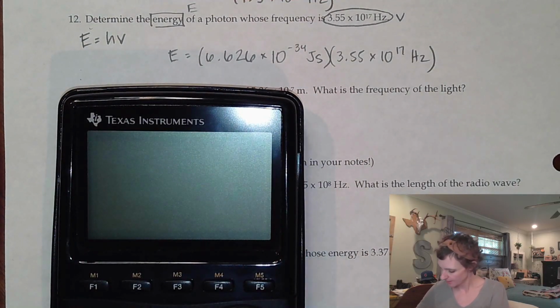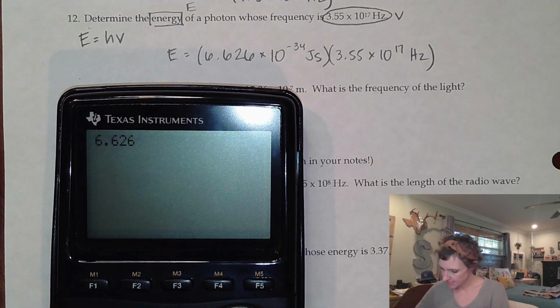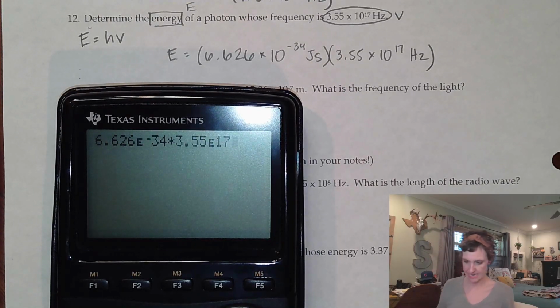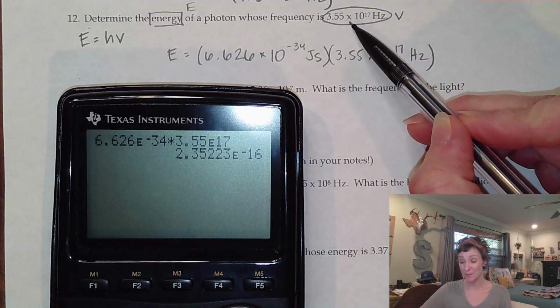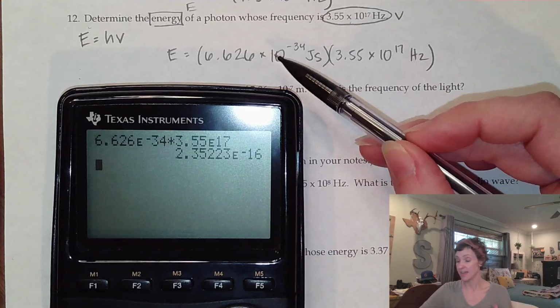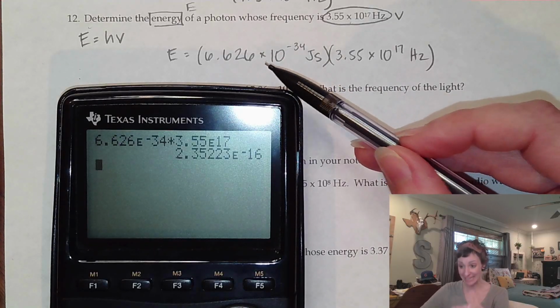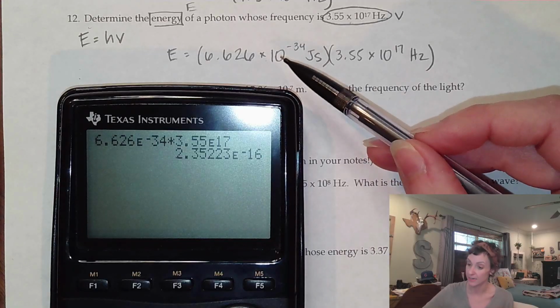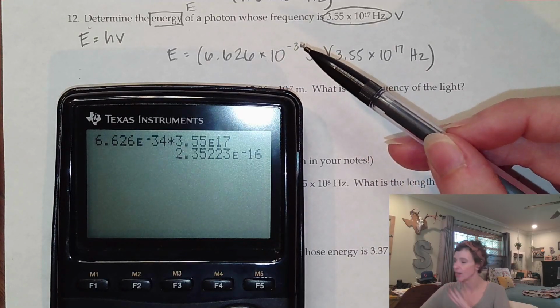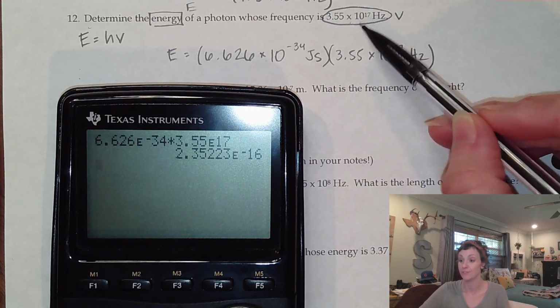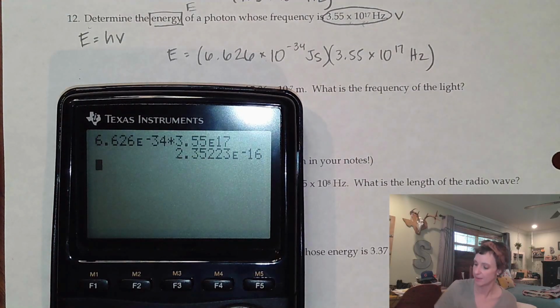We got this. 6.626E negative 34 times 3.55E17. Okay. Once again, look at that only number they gave you in the problem, the one that you circle. It determines sig figs. The constants, my Planck's constant h and my speed of light constant c, are infinitely significant. They are not important in terms of the measured values. This is a measured value telling me how to round my sig figs.